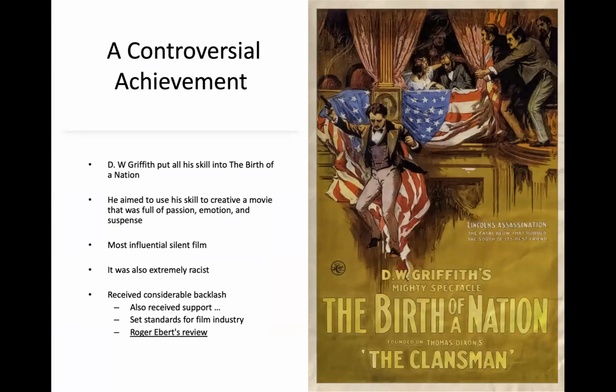Now, the first like feature length film that came out was A Birth of a Nation. It was very controversial, still is controversial. And D.W. Griffith really wanted to create a movie that was full of passion, emotion, suspense. It was a silent film because we hadn't got into talkies just yet. But it was also very racist. It's considered one of the most controversial films even to this day.